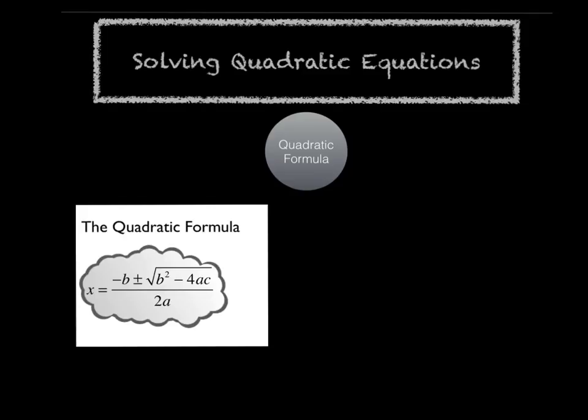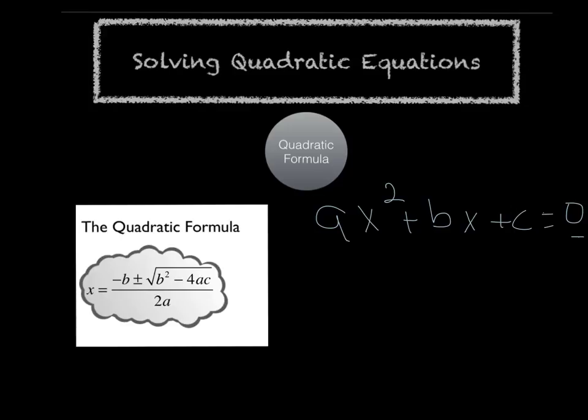Our third method of solving quadratic equations is the quadratic formula. You're going to use this as a last resort, mostly because it is very time consuming to use, and it requires your equation to be set equal to 0. So it must be set equal to 0 here.